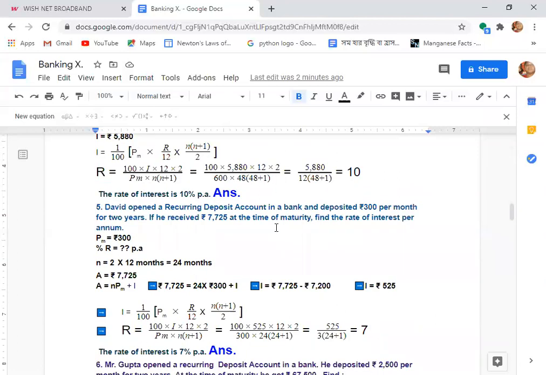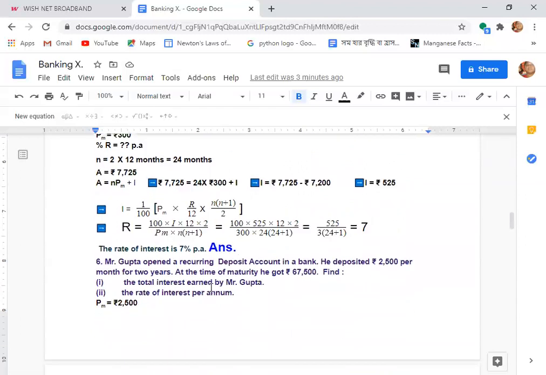Now pause for a moment and do it your own way. Number 5, if you don't get it, use the same logic and put in the values that are given. In the case of number 5, they have given the amount and you have to find out the rate of interest. The per month installment is 300, the amount here is 7,725, and the rate of interest we have to find out. Doing it the same way, we get the rate of interest as 7% per annum.